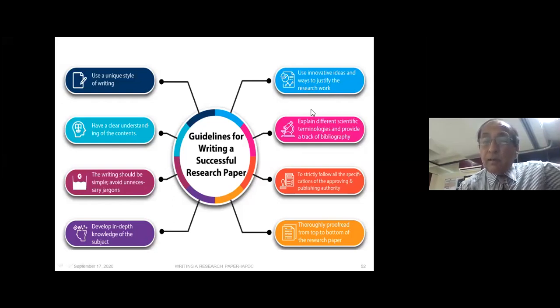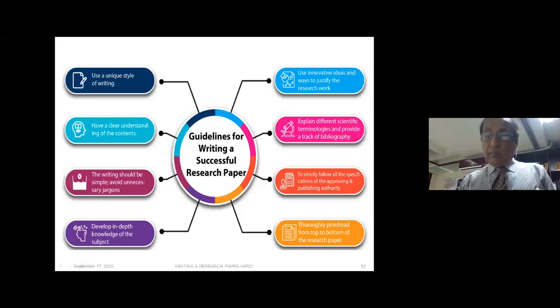Explain different terminologies, of course, one can give acronyms and abbreviations also, bibliographies, to strictly follow all the specifications of the approving and publishing authorities. You have to abide by their protocol, by their format, by the rules. As I told you, every journal and every conference have their own rules for the preparation of the paper. You have to abide by those.